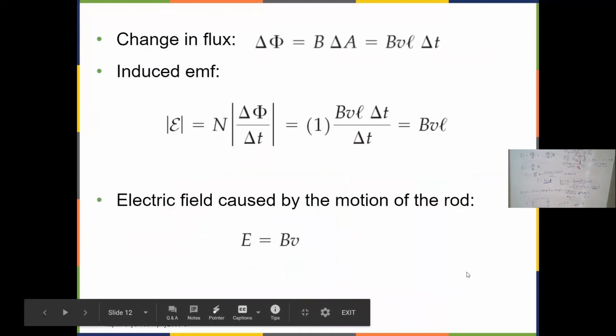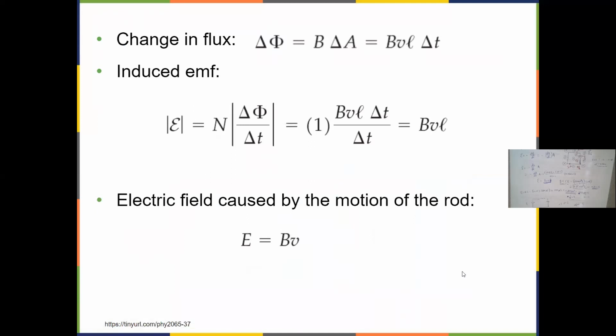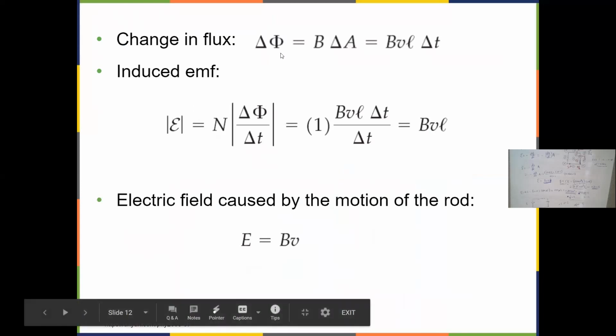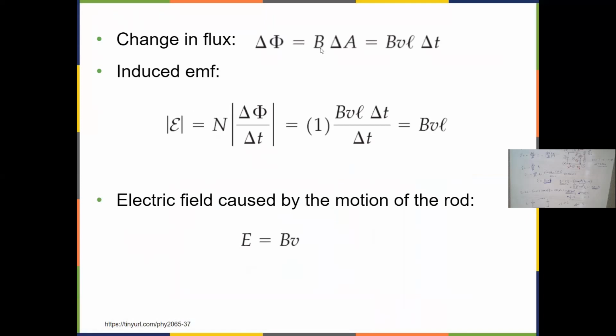All right, so let's take a look at how much EMF is induced in this case. We'll start with the change in magnetic flux. In this case, you can keep the B field, the external magnetic field, constant because your rod is moving. So the area of your circuit, the area of the loop, is changing. And how much the area changes, delta A, we can get from the previous slides.